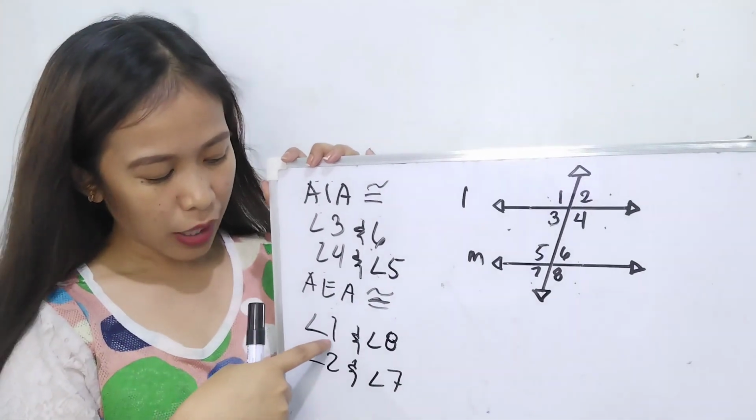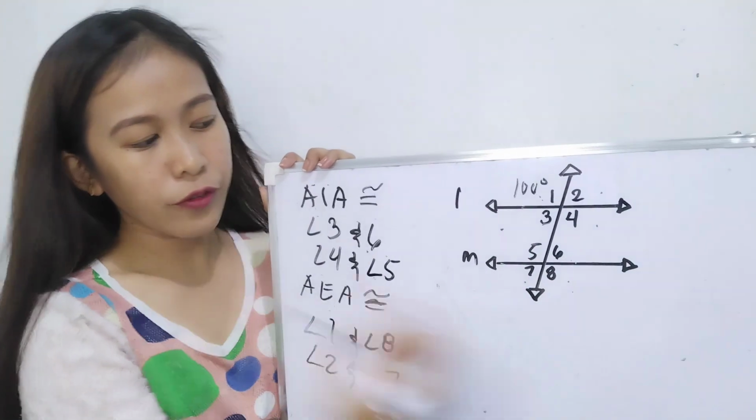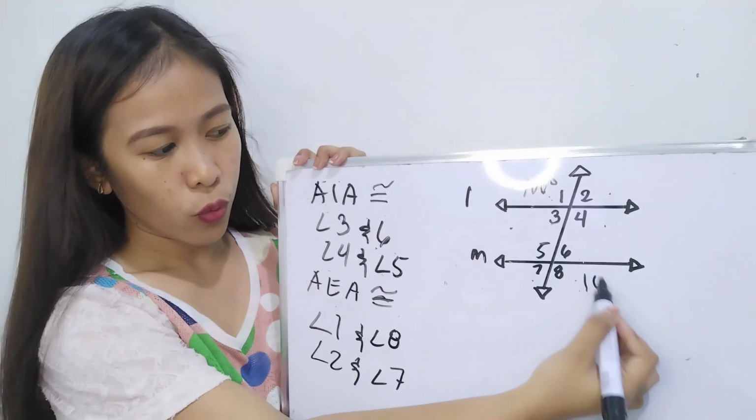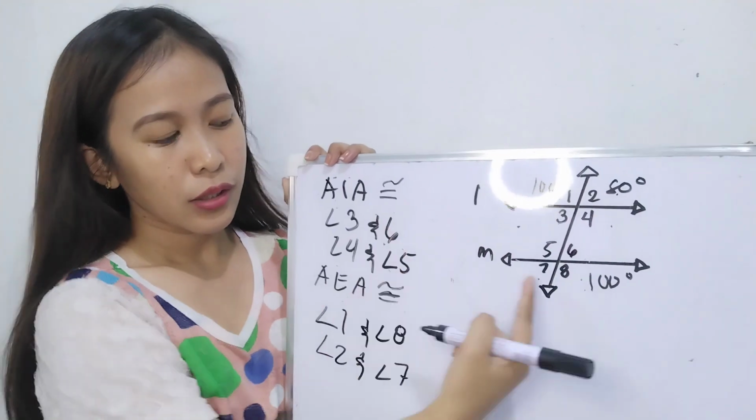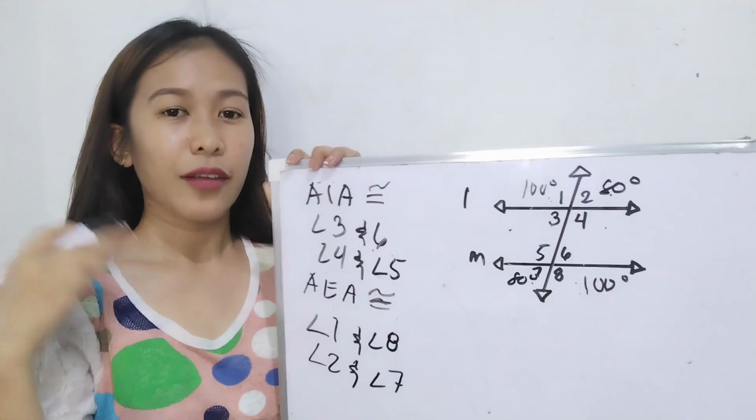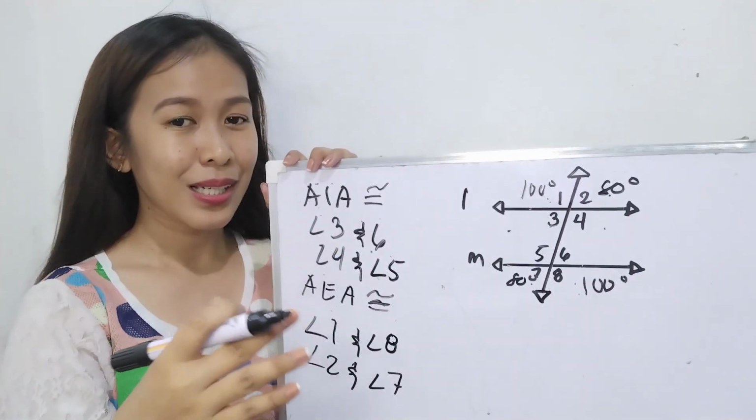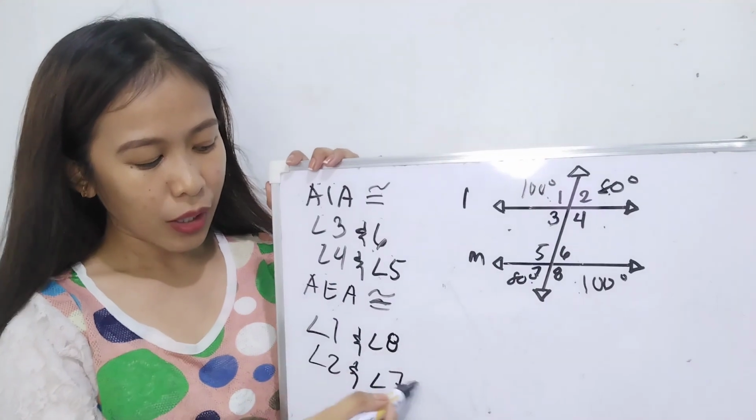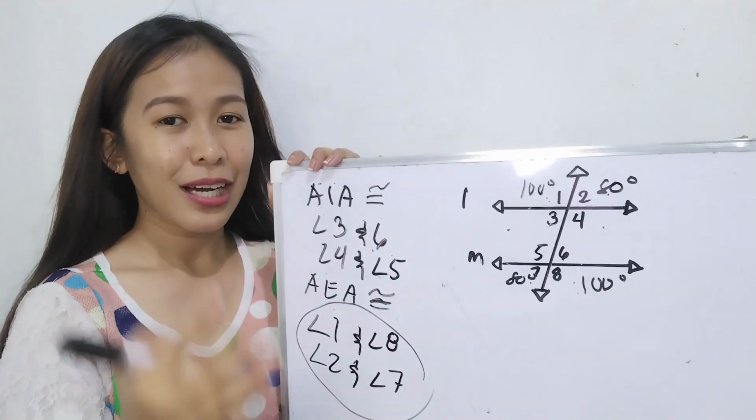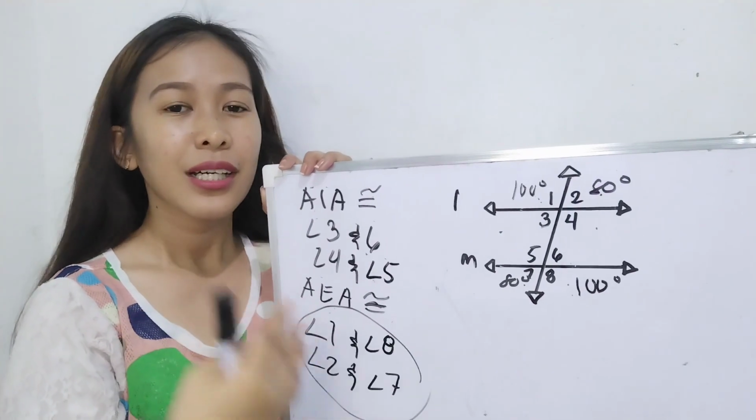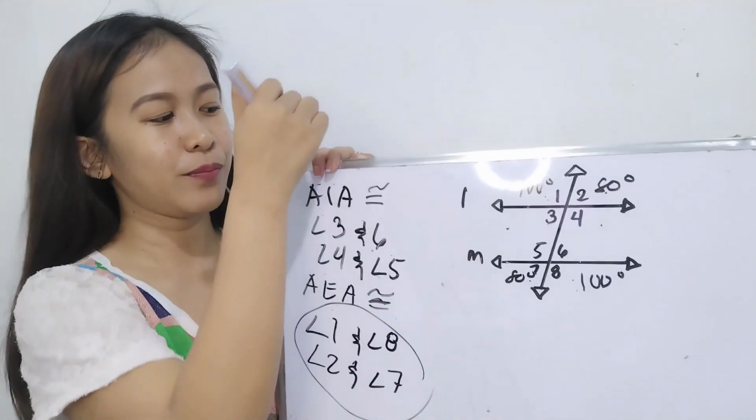For example, angle 1 is 100 degree. Therefore, angle 8 is also 100 degree. And if angle 2 is 80 degree, then angle 7 is 80 degree, okay? Basta ang magkakatulad lang po ng measurement is yung magkakapares. Okay? It doesn't mean na kapag congruent, lahat sila ay congruent. No. It is yung magkakapares lang. Okay? Kasi meron pa tayong tinatawag na same side interior angles. Ayan, and we're going to discuss that one.